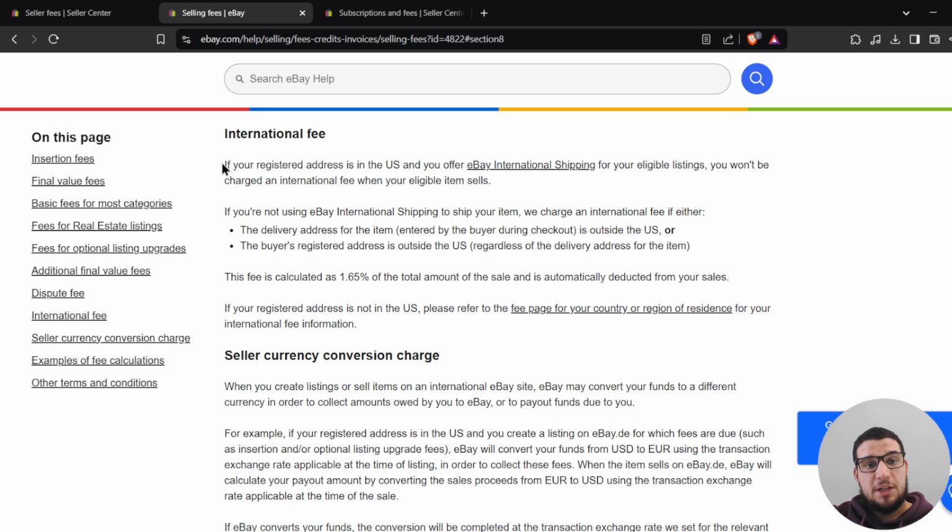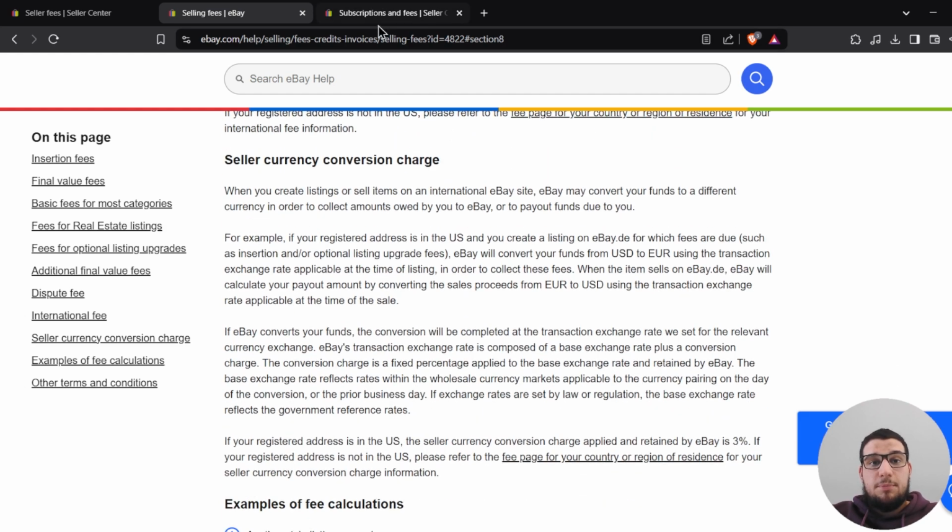So also there is international fees. If your registered address is in the US and you offer eBay international shipping for your eligible listings, you won't be charged an international fee when your eligible item sells. If you're not using eBay international shipping to ship your item, we charge an international fee. So either the delivery address of the item that's entered by the buyer during checkout is outside the US, or the buyer's registered address is outside of the US, regardless of the delivery address for the item. So keep that in mind. This fee is 1.65% for international stuff. And yeah, that's basically pretty much it.